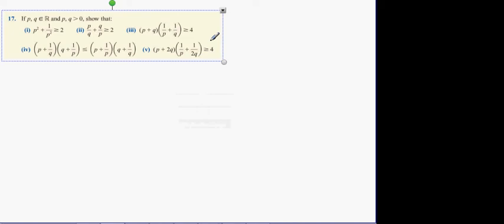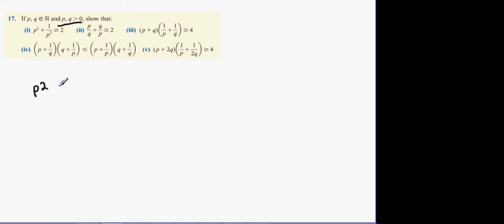Prove the following inequalities. P and Q are positive numbers because it says they're positive, okay? Now we have P squared plus 1 over P squared greater than or equal to 2. What we're going to do is get a common denominator of P squared on both sides. If I put P squared on the bottom, I need to put P squared on the top. If I put another P squared on the bottom, I need to put another P squared on the top.